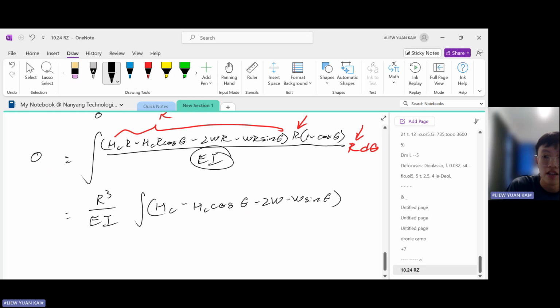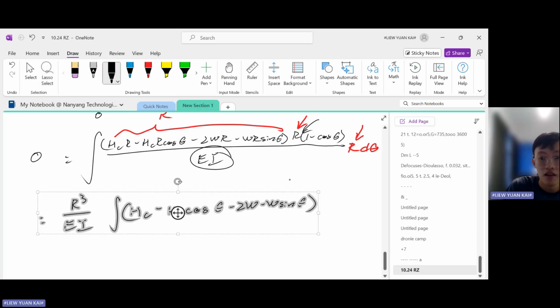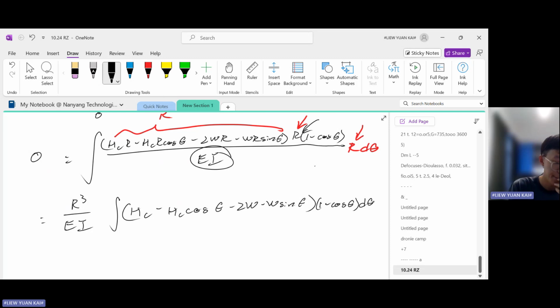Then this second R is gone, so we're just left with 1 minus cosine theta, and then this R is also gone, so with respect to theta.